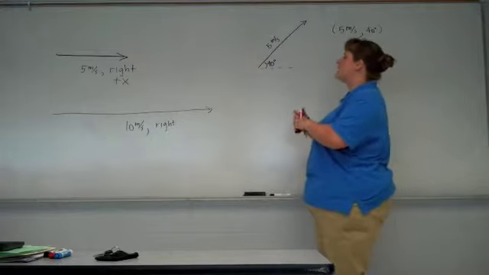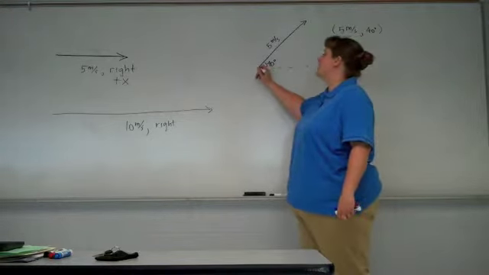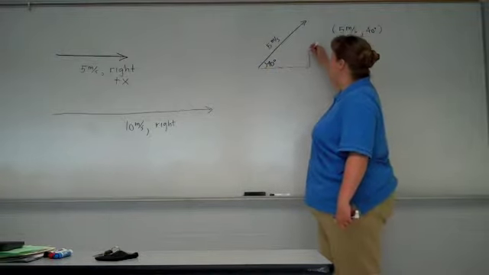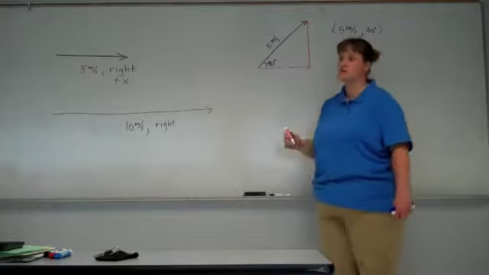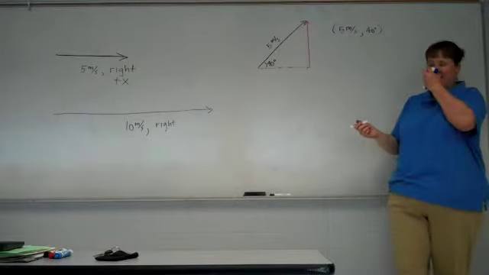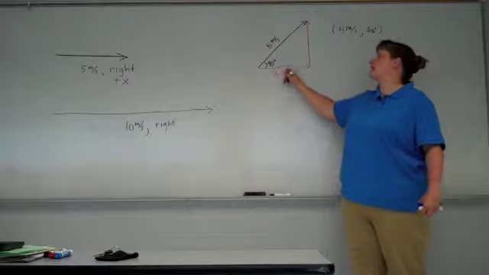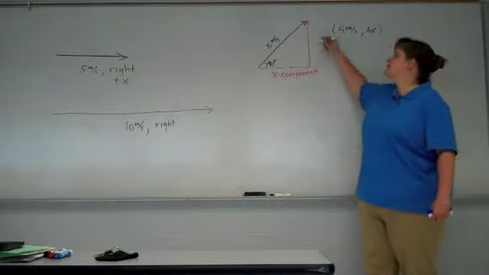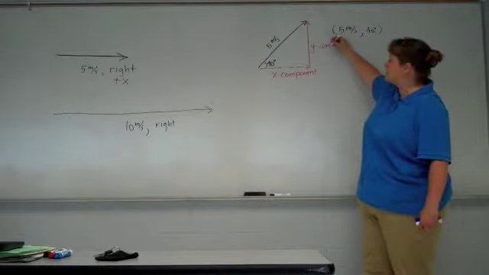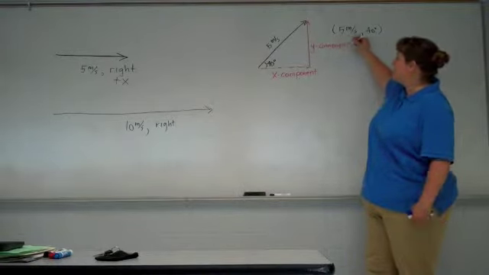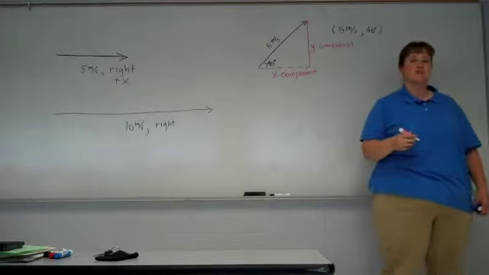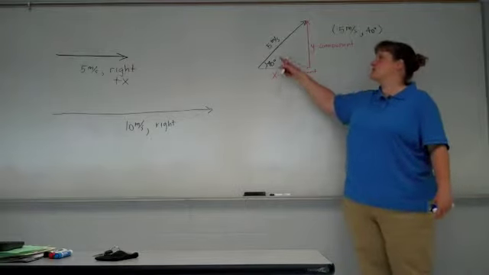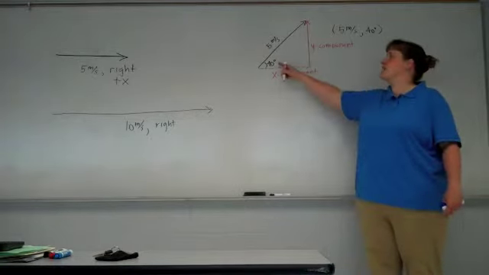When we talk about components, we're saying that it has a piece that's parallel to the x-axis and a piece that's perpendicular to the x-axis, or parallel to the y-axis. This would be called the x component of our vector. This would be called the y component of our vector. We can write our vectors in terms of the components. We could easily find these too, since we know the hypotenuse and we know the angle.